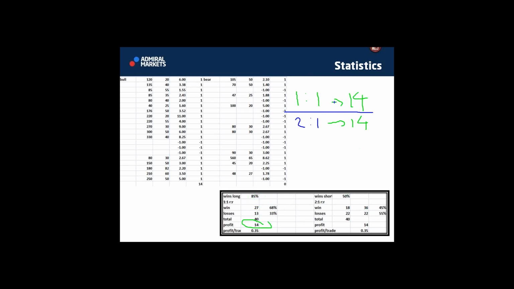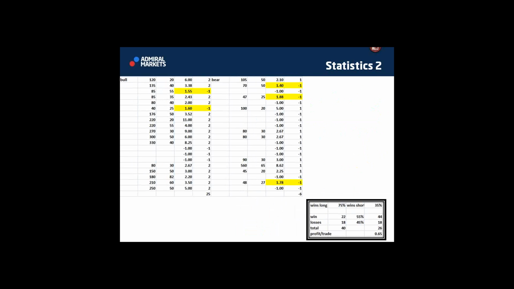If we get with 1-to-1 R2R target, we get 14 units. Well, with a 2-to-1, we want to have more than 14 units, right? So with that in mind, what win ratio do we need to get 14 units with a 2-to-1 R2R? And I did the stats, and we would need to get at least 45% wins with a 2-to-1 R2R for that to make sense. So did we, in this example, get up to 45%? Did we make it? And the answer is yes.